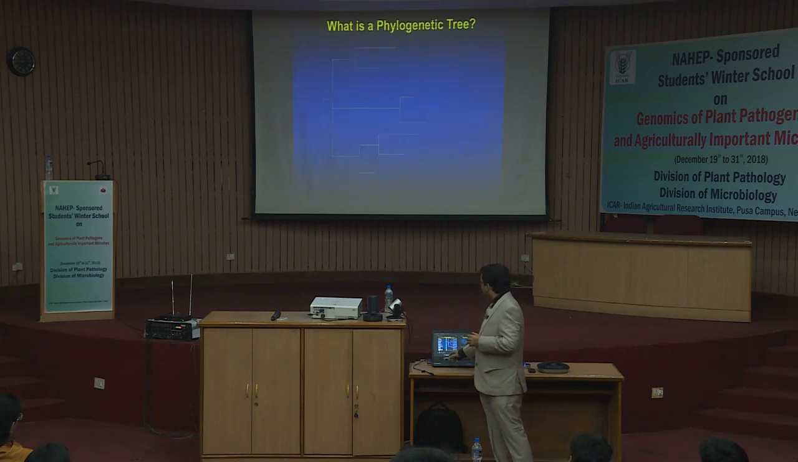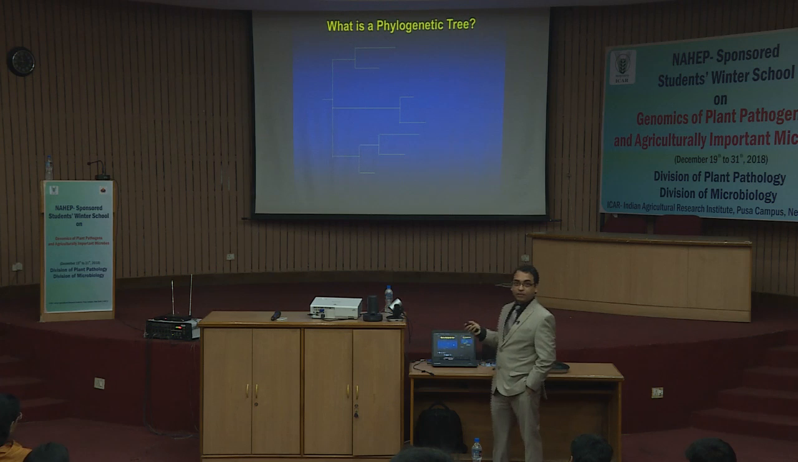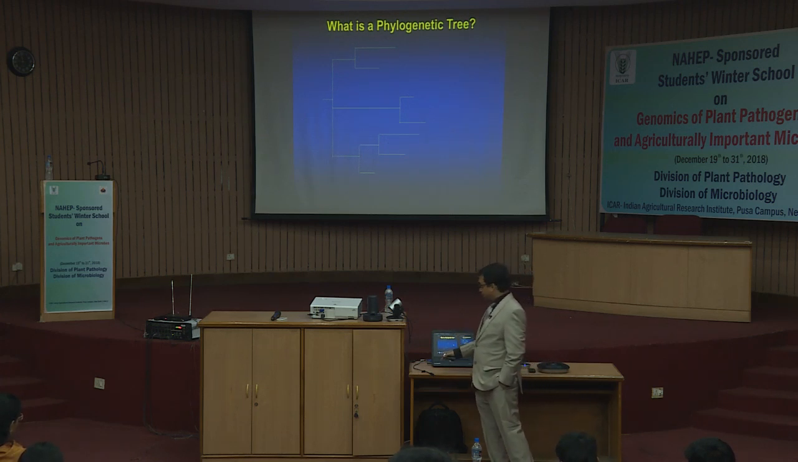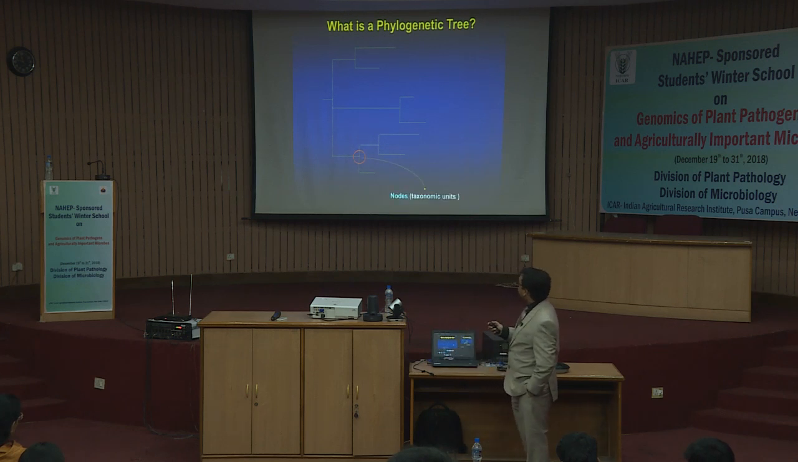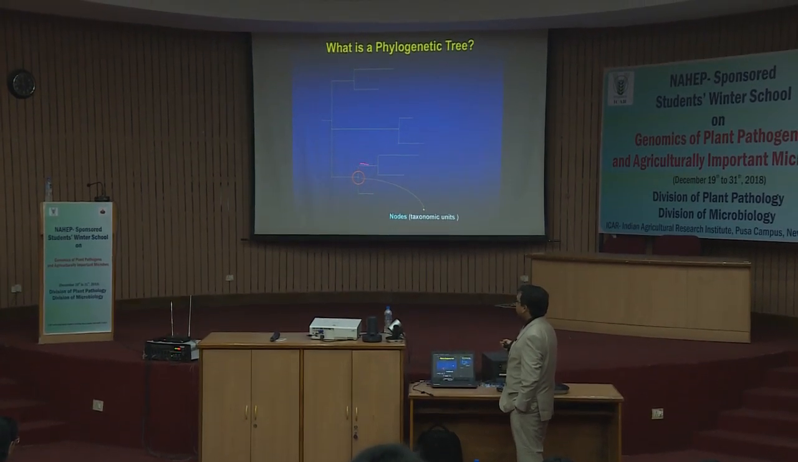So, what does this molecular phylogenetic tree tell actually? It looks like this. Okay? So, what are these things actually? There are 3 components. One is this kind of area from where different branches are coming out.